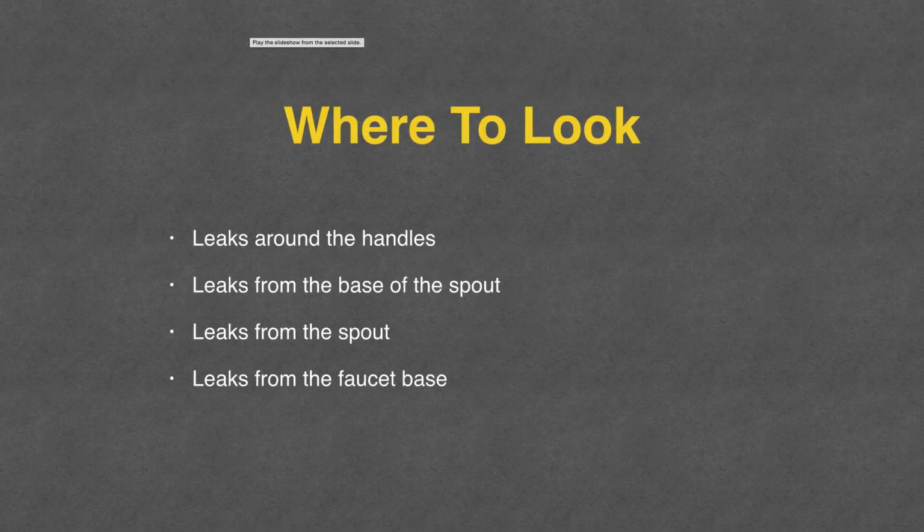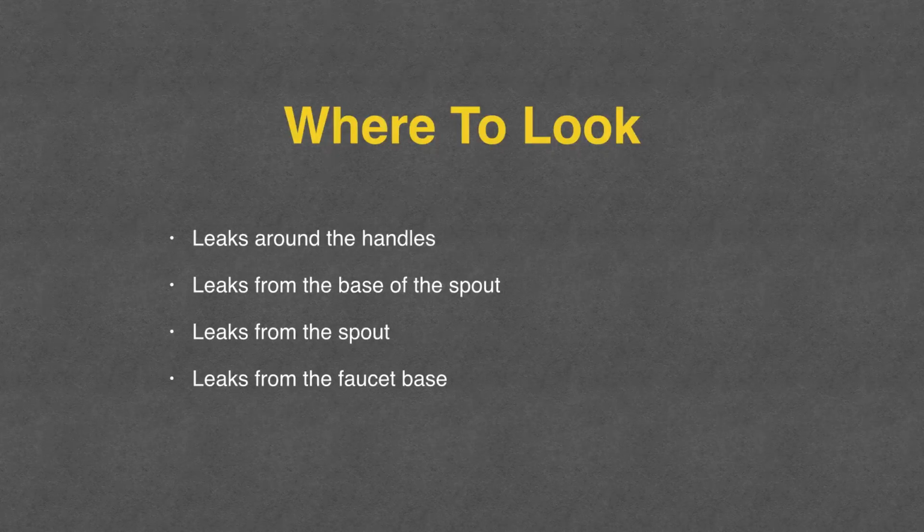Where to look? I look for leaks around the handles, leaks from the base of the spout, especially on the widespread style faucets where you have individual holes and individual components, because if they do leak out onto the countertop, the water will migrate all around the countertop. And if you do have laminate countertops, this is not a good thing. Leaks from the spout would indicate an internal problem with the faucet, meaning when you turn the handles off, water should stop dripping. If it continues to drip, you pretty much have two choices. You're either going to call a professional in to take care of it, or if you're handy, by all means, go ahead and repair that faucet.